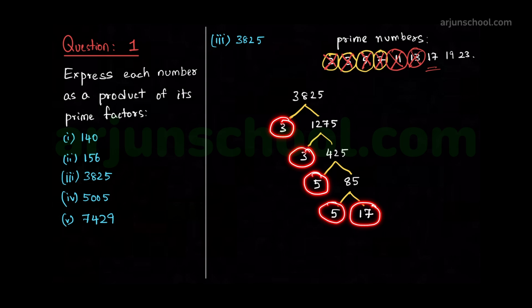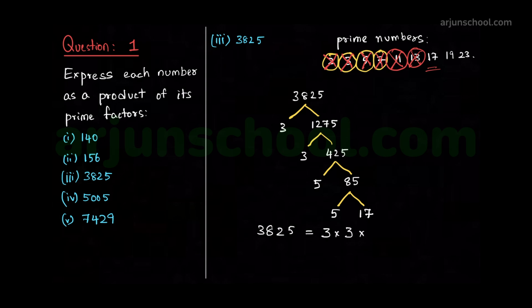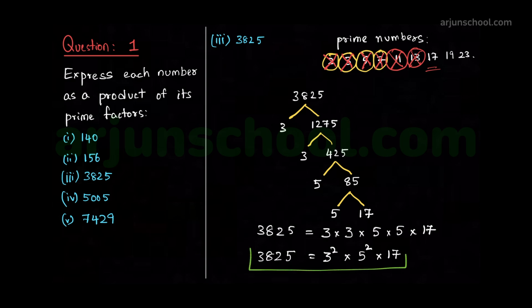As a product, we can write this as 3 times 3 times 5 times 5 times 17. 3 times 3 can be written as 3 square, and 5 times 5 can be written as 5 square. Therefore, 3825 is equal to 3 square into 5 square into 17.